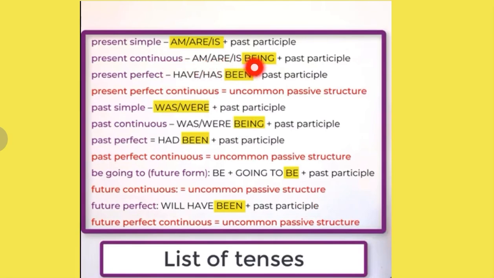Present continuous: am, is, are, being, plus past participle. Present perfect: have, has, been, plus past participle. Pay attention that present perfect continuous is an uncommon passive structure.